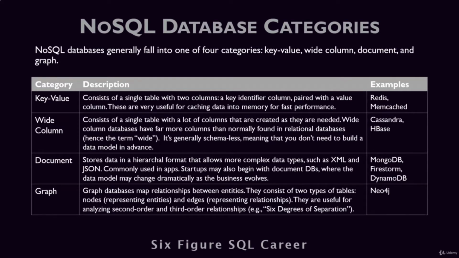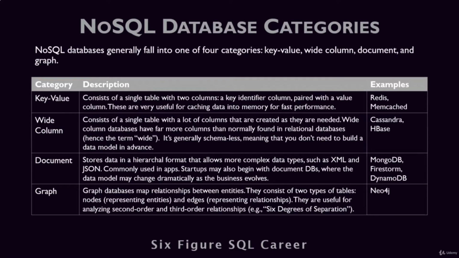Now, the third type of NoSQL database is something called a document database. A document database stores data in a hierarchical format that allows you to store more complex data types, such as XML or JSON. A document database is commonly used in apps because, especially with mobile apps and web applications, your data is already stored in that JSON or XML document format. So you just take the JSON that's being generated by your application and dump it into your document database.